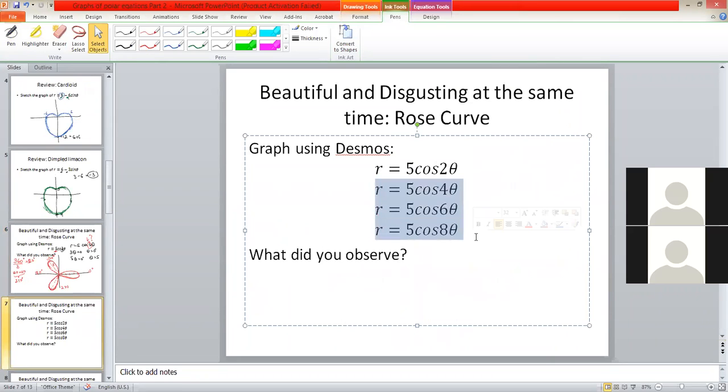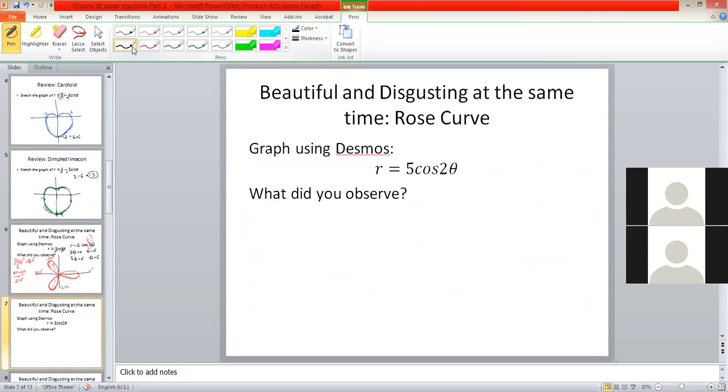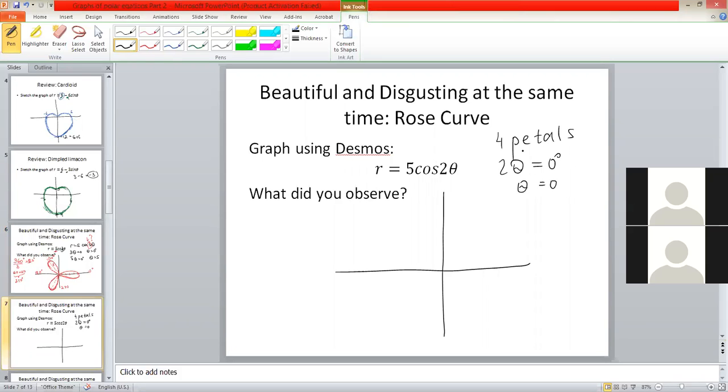Let's draw a picture maybe of 2 theta. The approach will be extremely similar. We know there are 4 petals. We know that if you start at 0, because 2 theta equals 0 degrees when theta equals 0, that's when cosine is at maximum.